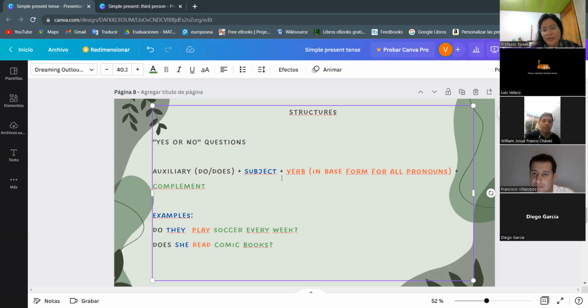Base form. Let's see. Just a verb in its natural form. It doesn't have an S. It doesn't have an ing. It doesn't have an ed. It doesn't have a d. It's just a verb. It's not modified. That's how you know a verb is in its base form.